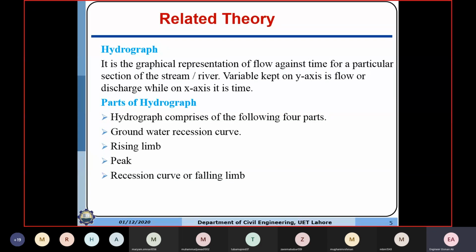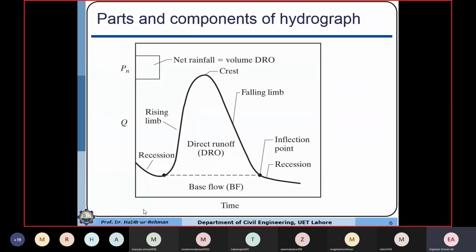It is a graphical representation of flow against time for a particular section of the stream or river, as I mentioned. So the variable kept on the y-axis is flow or discharge, and on the x-axis we have time as the variable. If you plot this graph, you end up having a graphical representation of flow against time, which tells you that at every time step at which discharge is measured, what is the ordinate, what is the discharge of the hydrograph. So this graphical information is given by this hydrograph.